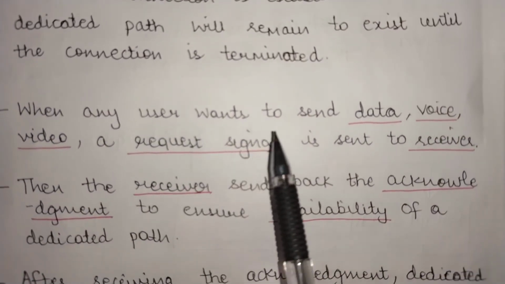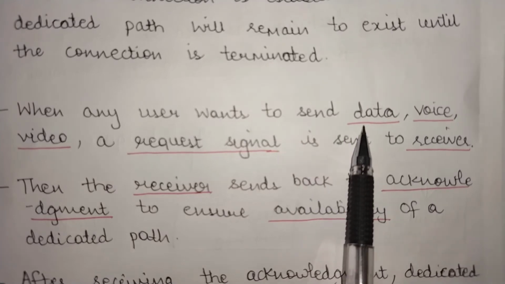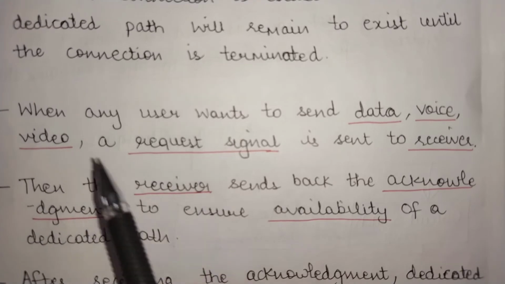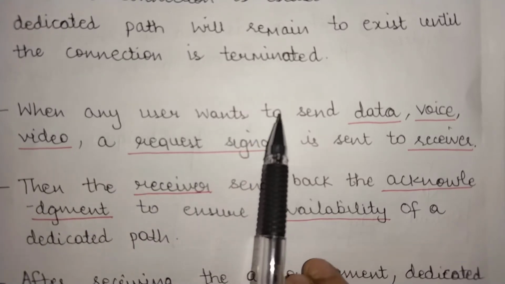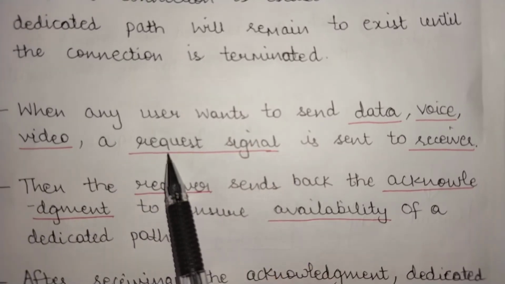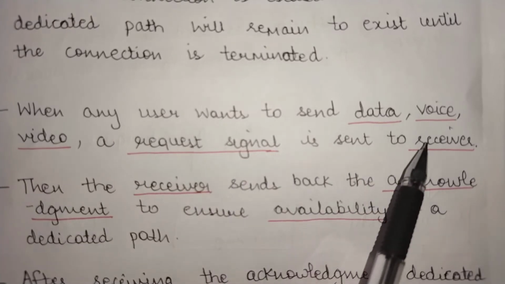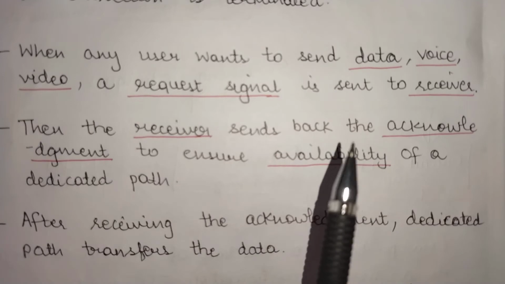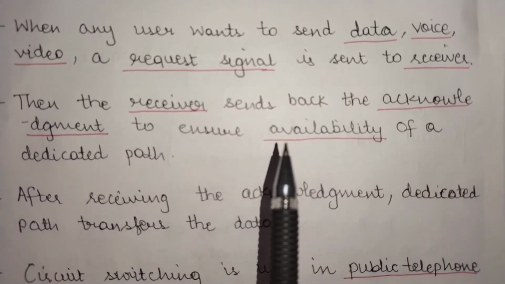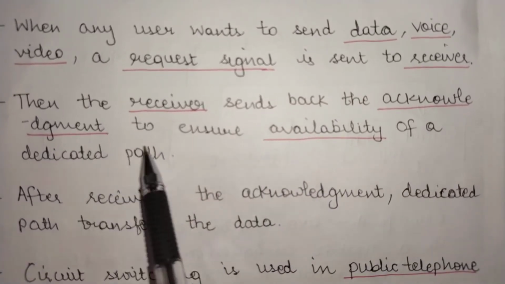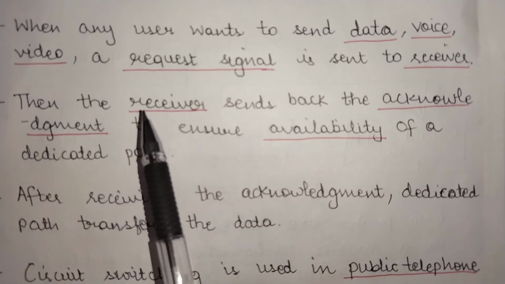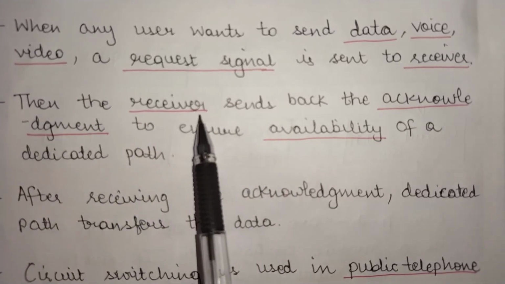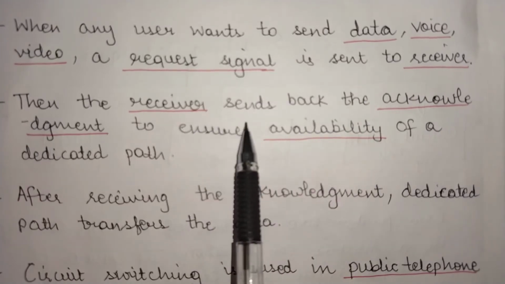When any user wants to send data, it can be any kind of data: textual data, voice data, or video. What the sender does is send a request signal to the receiver, right? The receiver receives a request signal from the sender, which means that the sender is interested in sending some data. Now, if there is availability of a path which can be exclusively reserved for this particular sender and receiver.